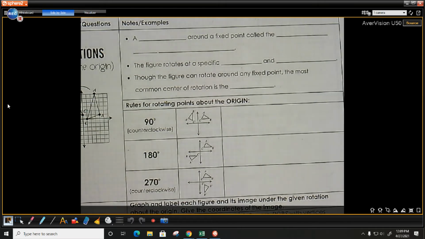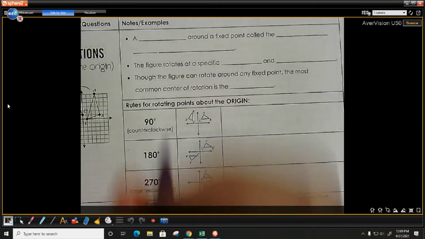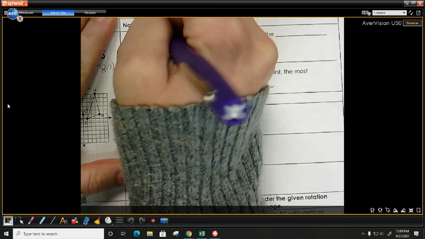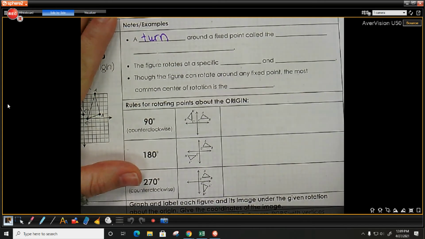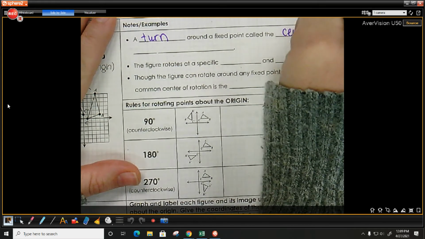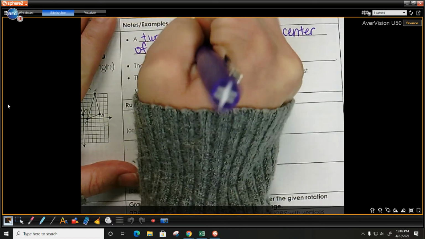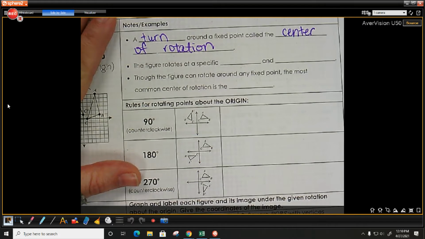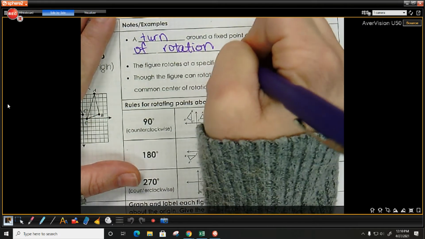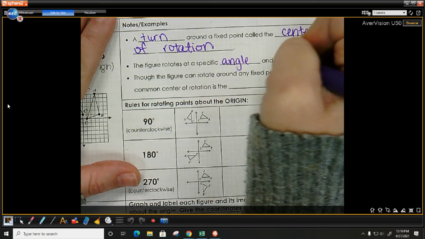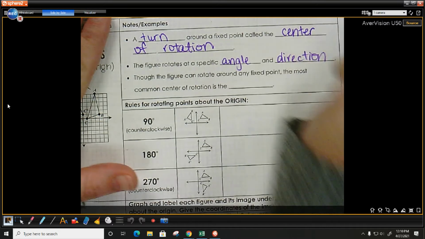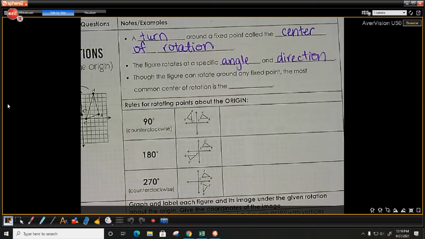Okay, so next we are going on to a rotation. A rotation is just a turn about a fixed point called the center of rotation. Guys, we are going to do this pretty easy and straightforward. The figure rotates at a specific angle and direction. Though the figure can rotate around any fixed point, normally the center of rotation is going to be, what do we think?